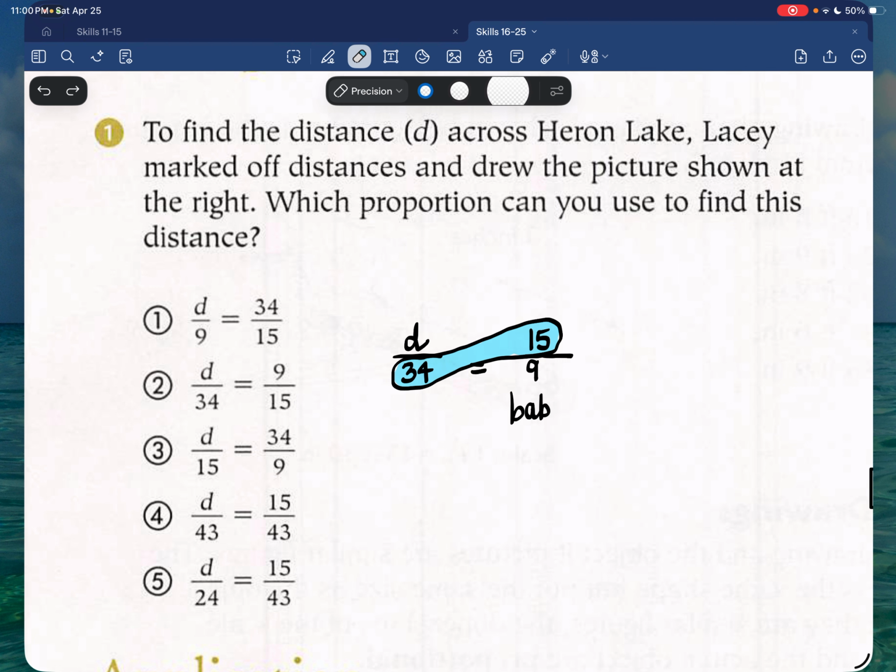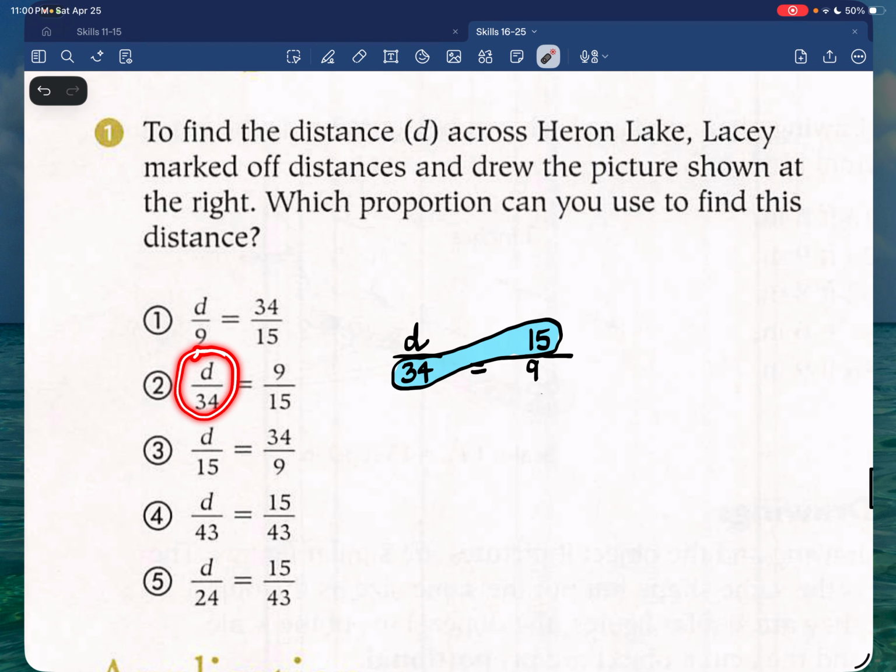And see if we can match what we have here. I have D over 34. So this looks good. But I have 15 over 9, and that doesn't match here. That's the only D over 34 that I have. So here's what I have to do. I have to use the peanut test.